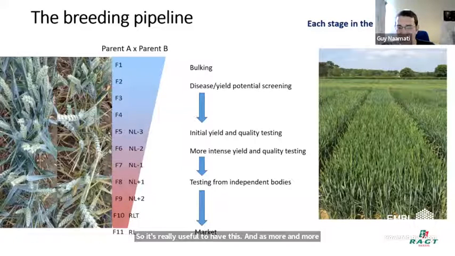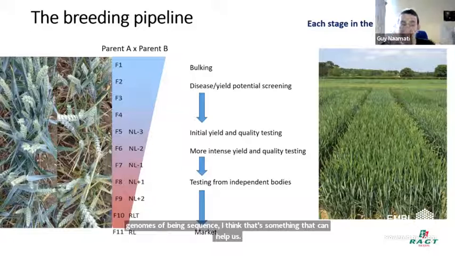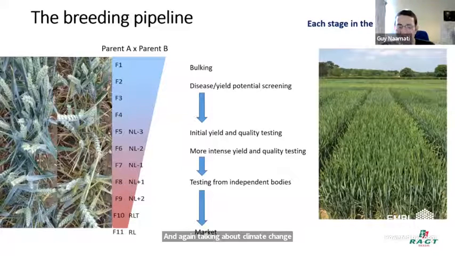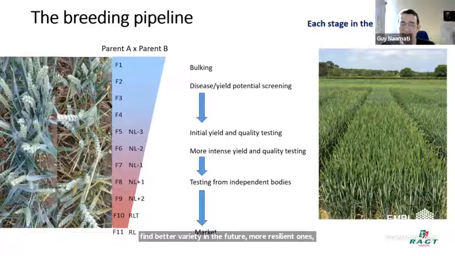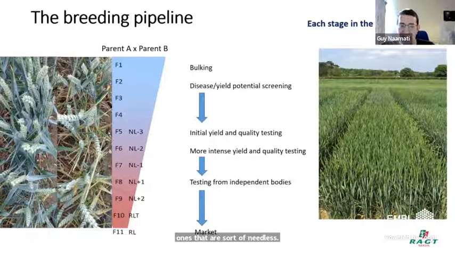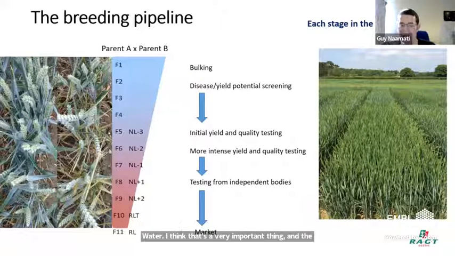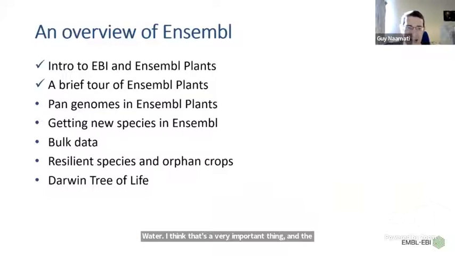And again, talking about climate change, trying to find better varieties in the future, more resilient ones, ones that need less water. I think that's a very important thing, and the fact that we can help with this with tools like Ensembl and others is great. Okay, so this was EBI Ensembl Plants, a very brief tour of Ensembl.